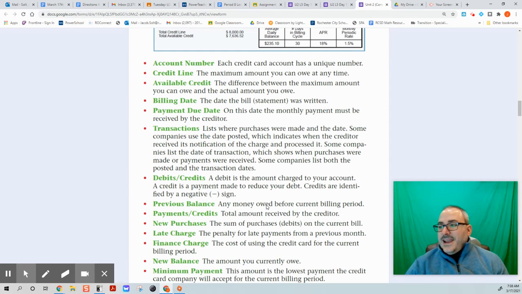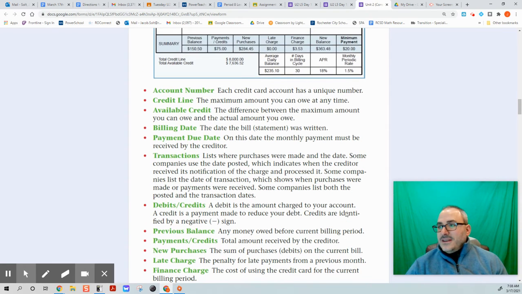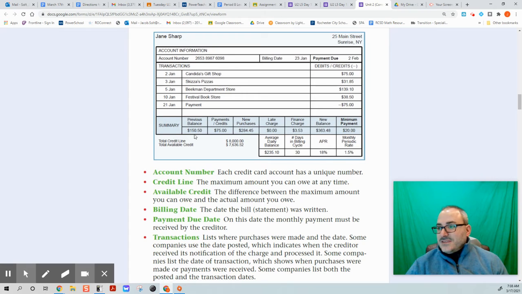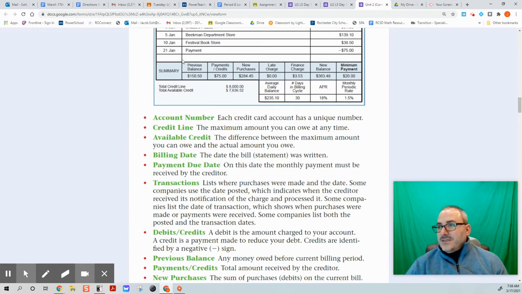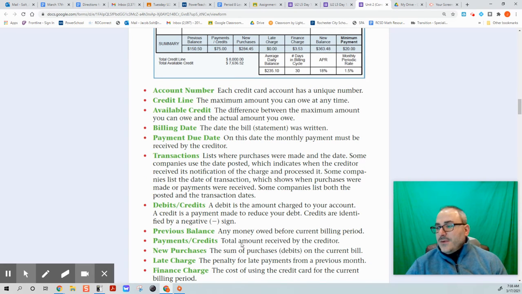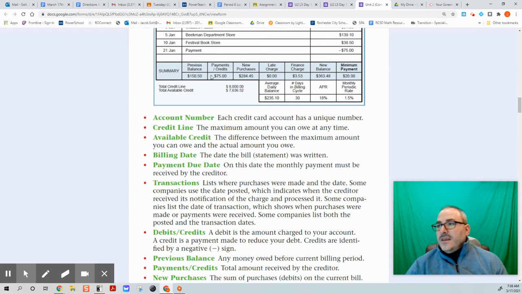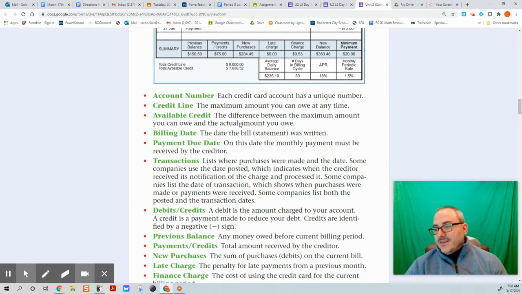Previous balance. Any money owed before the current billing period. So right there is previous balance, $150.50. Right, that's the amount that she carried over from the last month. Payments and credits. The total amount received by the creditor. So that's all her payments and credits. She only made that one $75 bill or payment. So that's all the payments and credits total is $75.